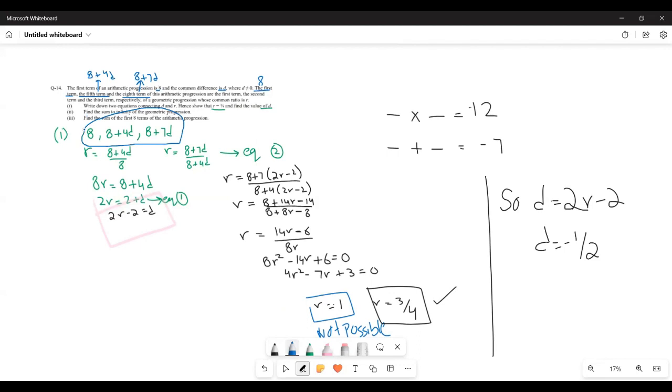We have to find the sum to infinity. What is the formula for sum to infinity? a upon 1 minus r. Good. So sum to infinity is a upon 1 minus r. What is a and what is r?